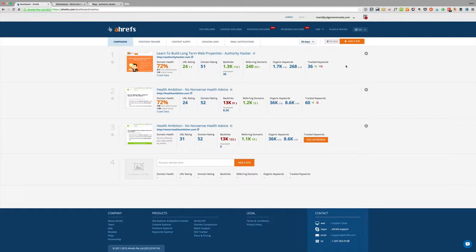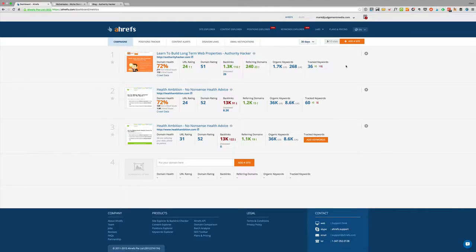Now the Site Explorer in Ahrefs is the traditional, older version of the product that is essentially a link index. So it compares with Moz, it compares with Majestic SEO, and it has a lot of information about a lot of domains' link data.